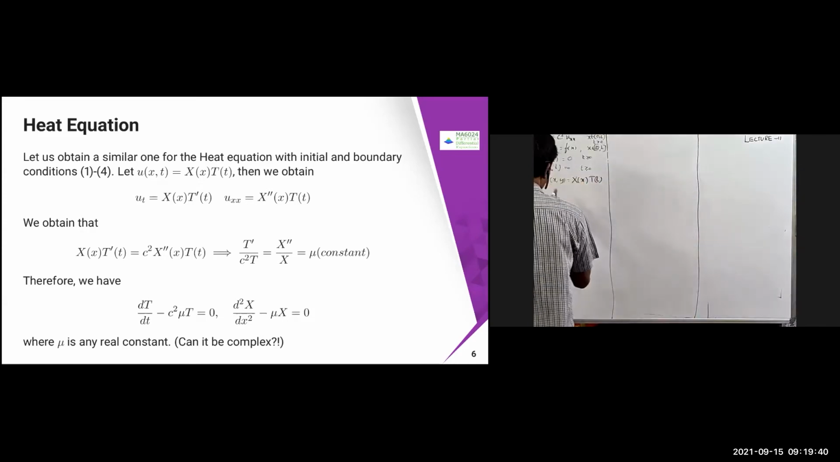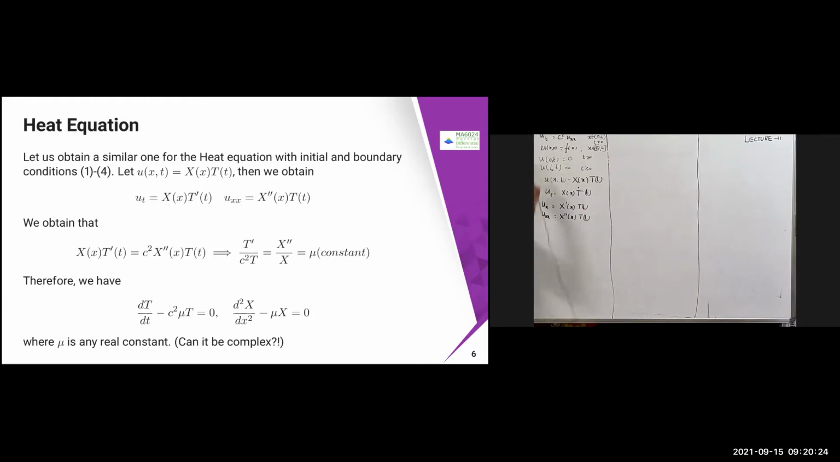Okay, let us do this one. First, u of x comma t is equal to x of x into t of t. Now what is u_t? u_t is going to become x of x into t dot of t. I'll put t dot, in order to differentiate with respect to time. Then u_x is going to become x' of x into t of t, and u_xx is going to become x'' of x into t of t.